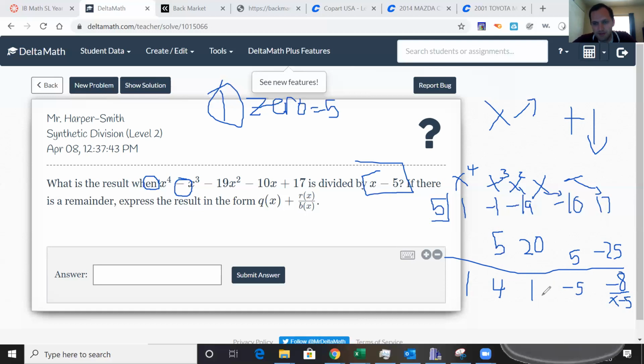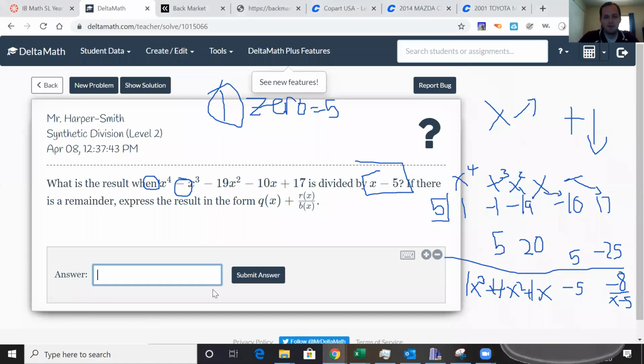This does not get an x. This one gets an x. This one gets an x squared. This one will get an x cubed. Now, if it's just a 1, I don't have to write the 1 in my final answer. If there's no symbol, I put a plus sign.